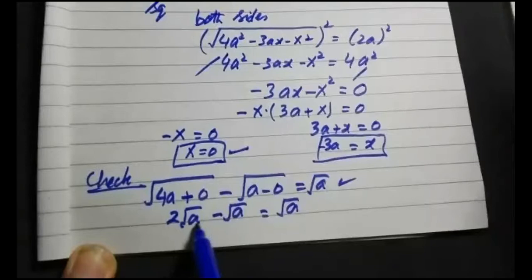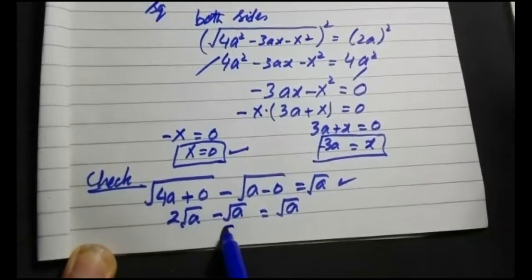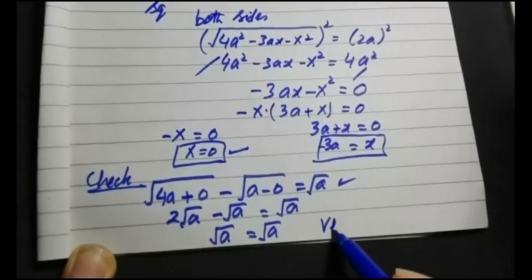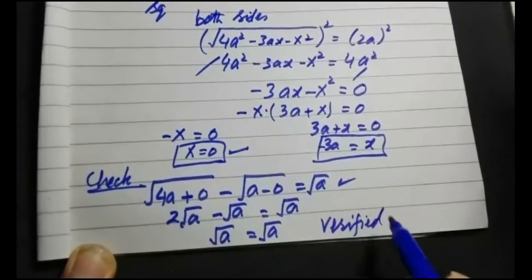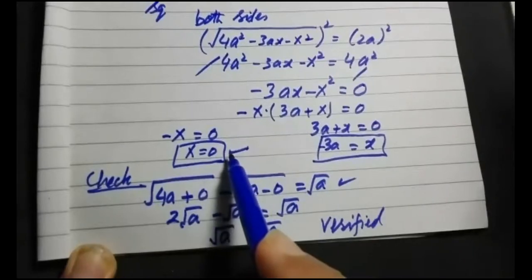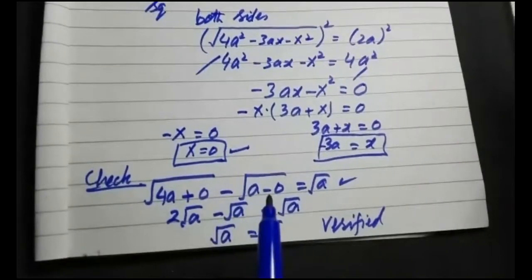So if you take 2 times under root a and subtract 1 time under root a, you will get 1 time under root a. So under root a will become under root a. So it is verified. So x equal to 0 will become the real solution. So this is the first verification. Now we will go for the second verification.